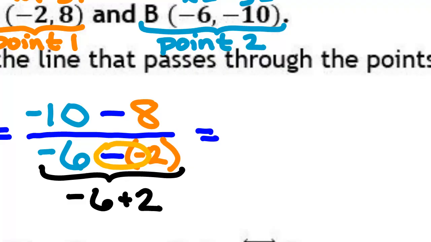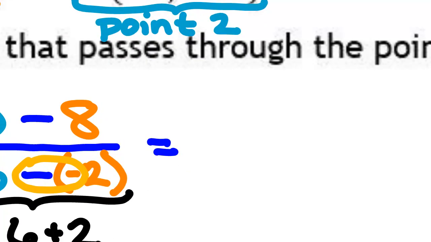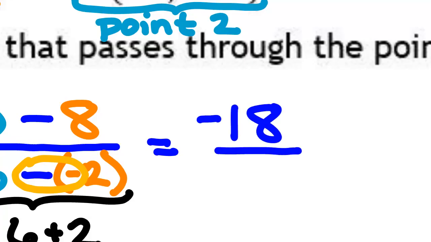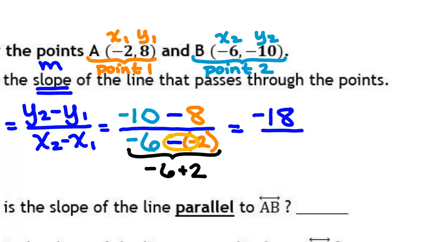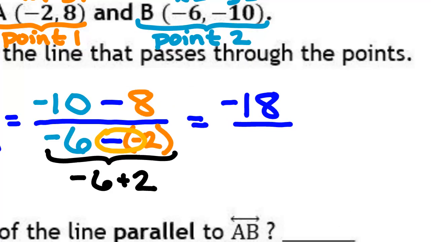All right, let's simplify our numerator. What is -10 minus 8? -18. Over, we said this simplifies to be -6 plus 2. What is -6 plus 2? -4.